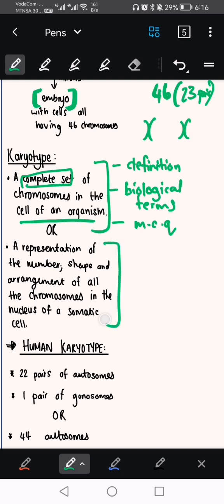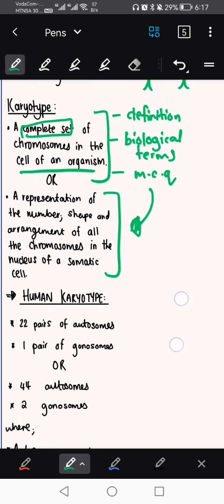And then another one, obviously the same thing applies here. It's a representation of the number, shape, and arrangement of the chromosomes in the nucleus of a somatic cell. Now, why is the karyotype so important? We're going to look at it not in this video, but in a later video. We're going to look at something called non-disjunction, and non-disjunction explains why a child has Down syndrome. Down syndrome is a chromosomal mutation, and this karyotype shows us where the chromosomal mutation occurs. I'm not going to speak too much about that. That will be a separate video.